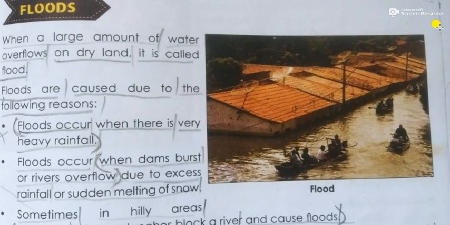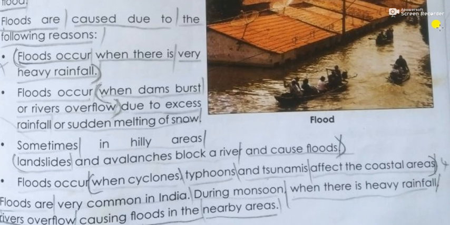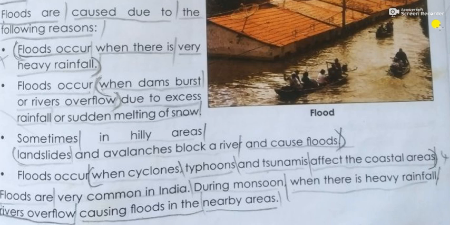And the third one is floods. When a large amount of water overflows onto dry land, that is called a flood. Usually during heavy rainfall we face floods. These occur usually in the plain areas. What are the causes of flood? A flood occurs when there is very heavy rainfall. Another cause is if there is damage and dams burst, then there will be heavy flooding.